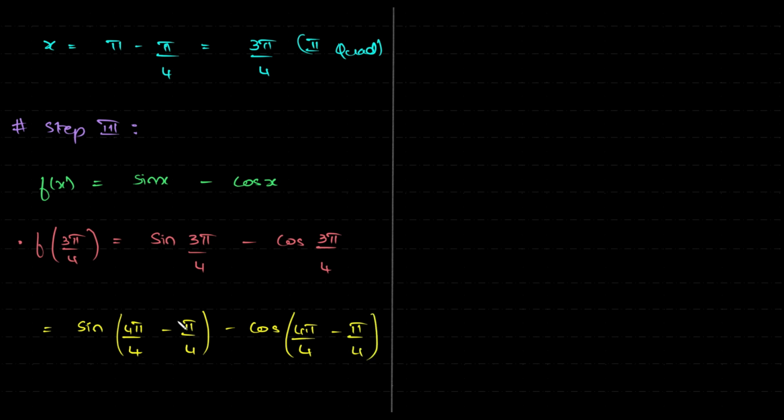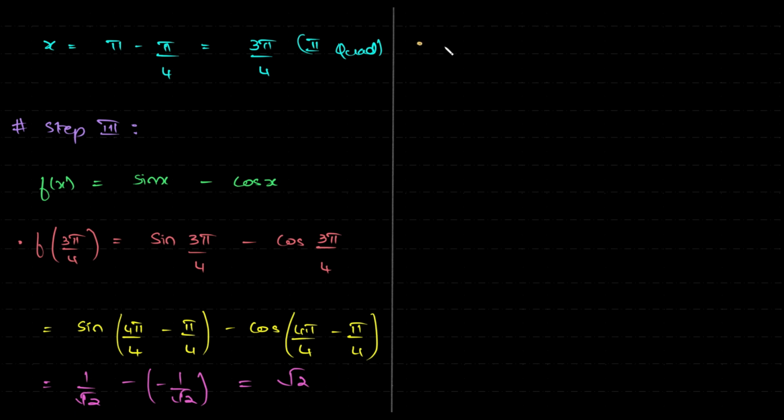So this is clearly second quadrant, so sine is positive and cos is negative. Negative of negative is positive. So this is basically 1 by root 2 minus of minus 1 by root 2. If you solve it, we will get 2 by root 2. On rationalizing, we will get root 2.